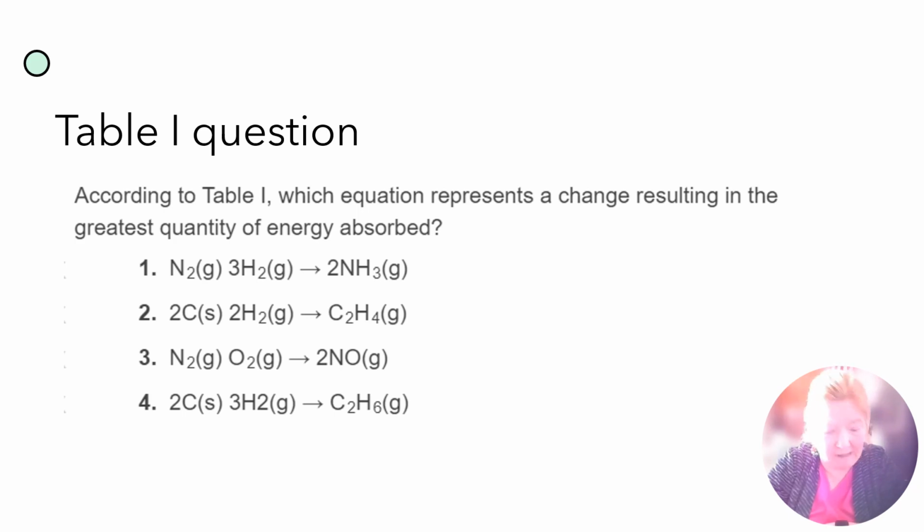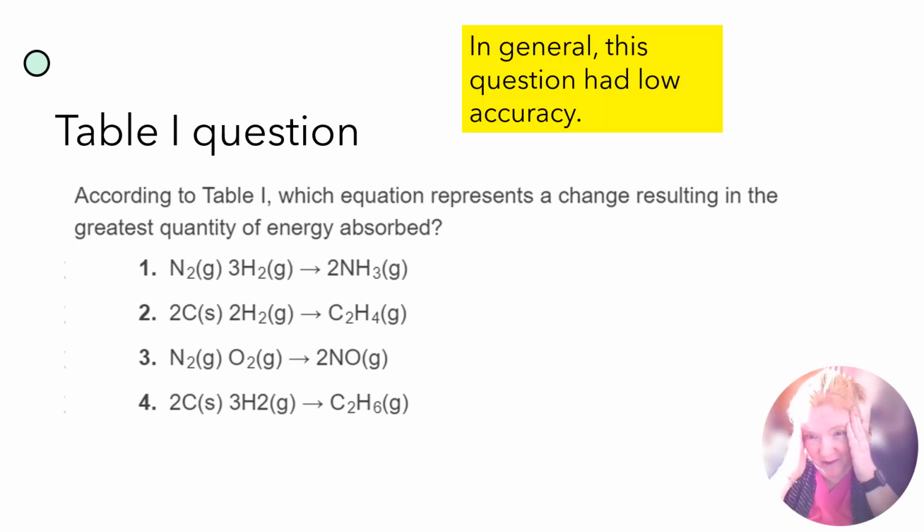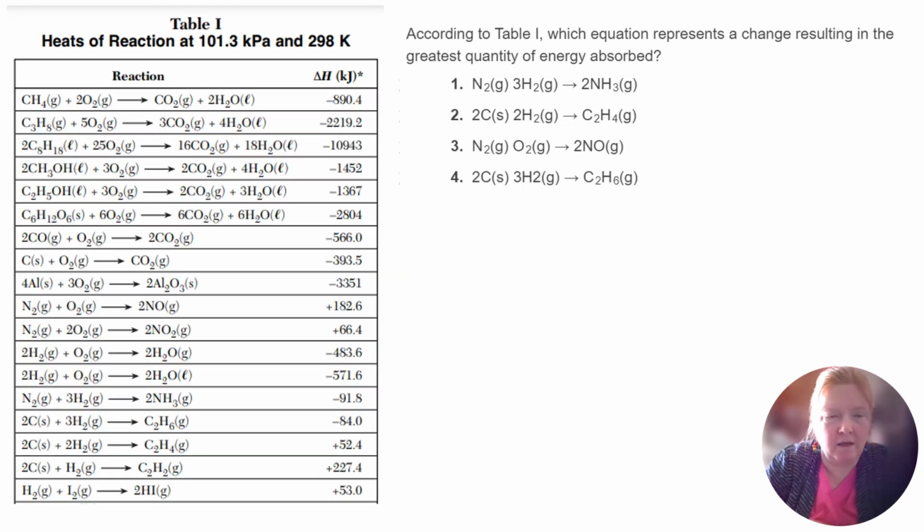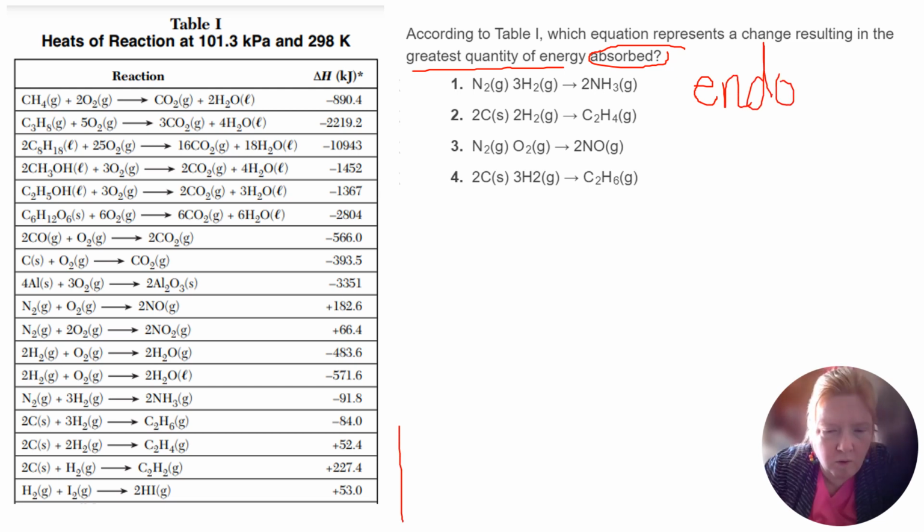Okay, so now this Table I question, and quite honestly, this one had really low accuracy. All right, so what you needed to do, it literally said look at Table I, so let's go look at Table I. All right, so here we go. And it says, according to Table I, which equation represents a change resulting in the greatest quantity of energy absorbed? So you had to know that absorbed means what? Endothermic. And then if you go all the way to the bottom of this table, I cut off the bottom so these I could read better, but it says a minus sign indicates exothermic. So if minus indicates exothermic, that means endo must be positive.